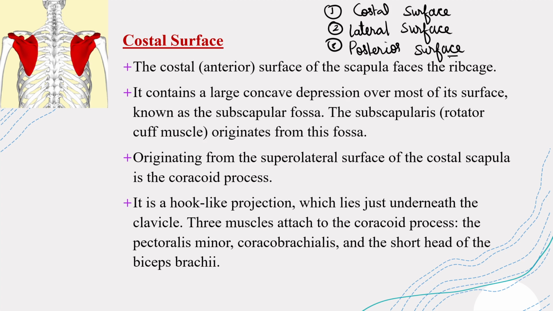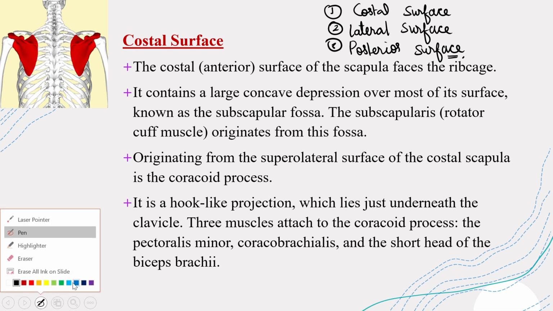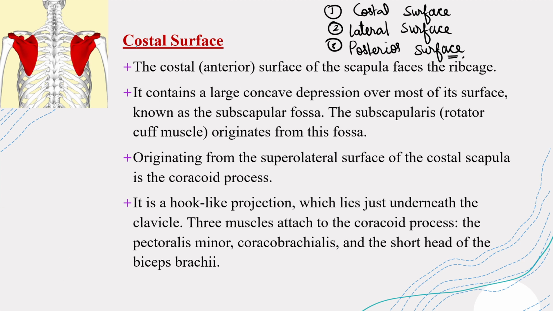Then you have the posterior surface. So there are the costal or anterior surface, the lateral surface, and the posterior surface. We are going to see what these surfaces are one by one. So let's see the costal surface first.